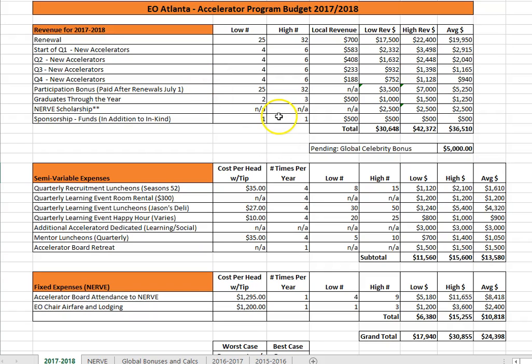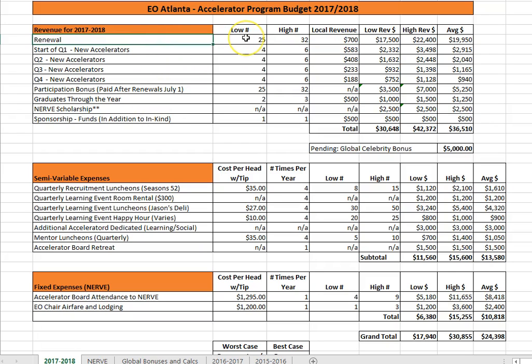So pretty straightforward. There's the revenue side. The revenue components for the Accelerator program, as you may know: it's $2,200 for someone to join the program. $1,500 of that goes straight to Global, and $700 of that is local revenue for our chapter. So the revenue components are made up of these items here, and I'll walk through them.